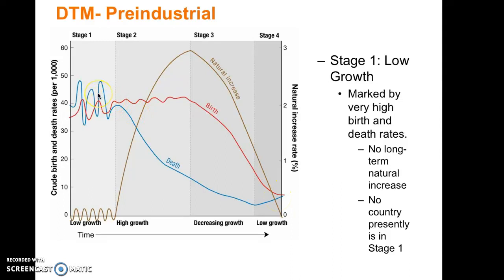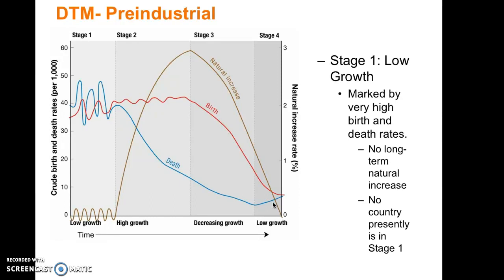You also have the death rate graphed. The death rate, the number of deaths per thousand, is also really, really high in stage 1, but then it starts to decline in stage 2. So it's declining in stage 2, it continues to decline throughout stage 3, and then it stabilizes in stage 4. And it might even go up a bit because people are living to older ages.